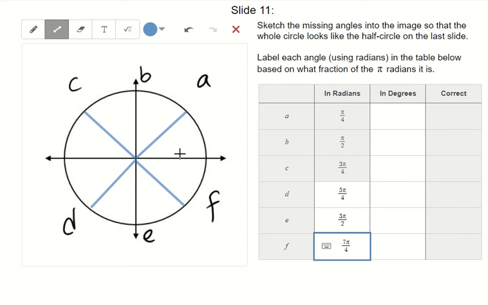Okay, so again, we were just adding pi over 4, 2 pi over 4, 3 pi over 4, 4 pi over 4, 5 pi over 4, 6 pi over 4, 7 pi over 4. And then a full circle would be 8 pi over 4, which simplifies to 2 pi. So now we're going to do that in degrees. I think we just need to figure out, okay, if we have 180 degrees and we're dividing it into 4 sections, then each section, 180 divided by 4 is 45. Right?